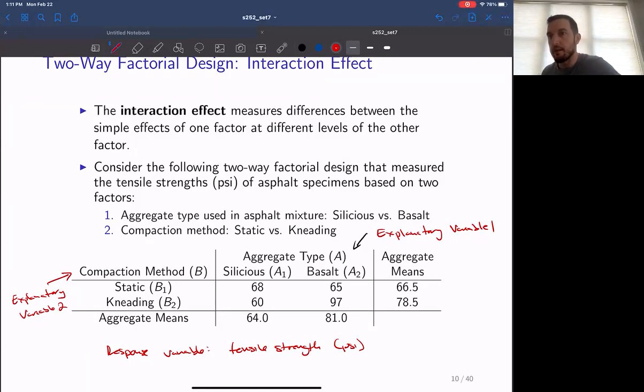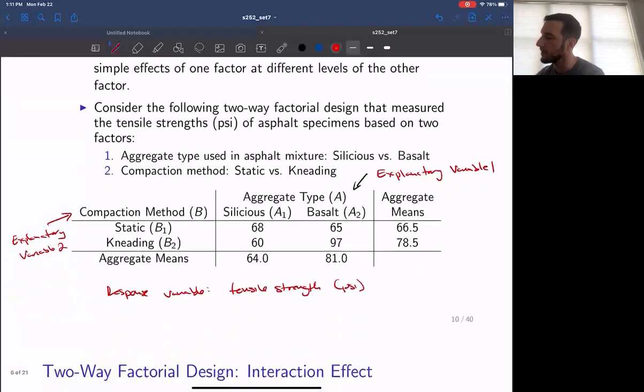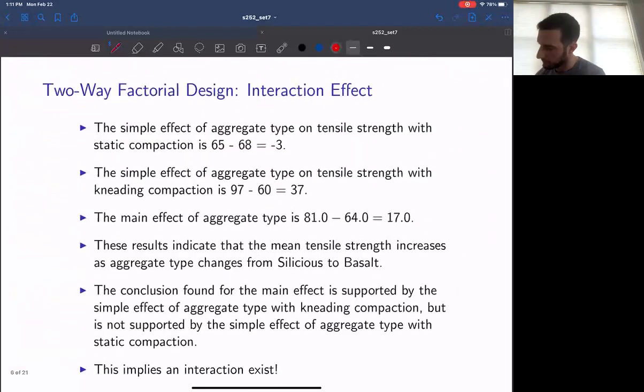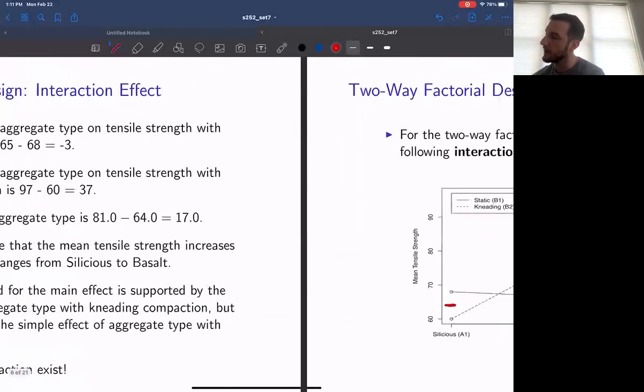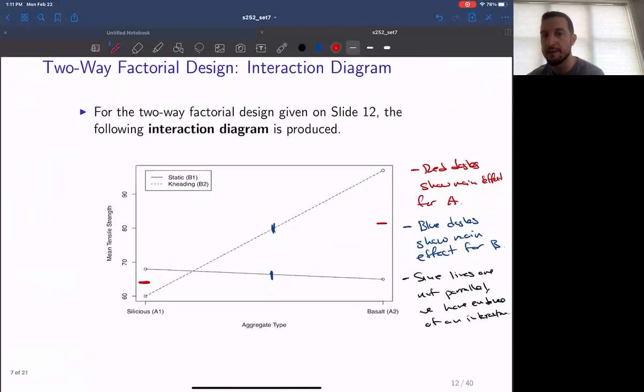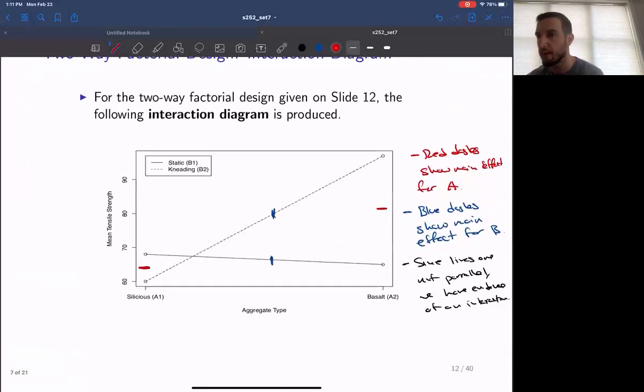We can plot these means on what is called an interaction diagram. An interaction diagram is a diagram where the y-axis is the response variable of interest, in this case tensile strength, and the x-axis is one of the two explanatory variables. It could be either aggregate type or compaction method in this example. Then we use a line type to designate the other explanatory variable.